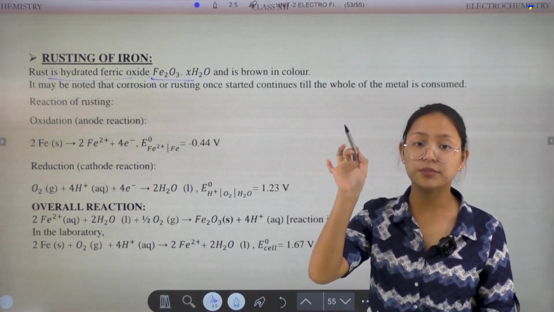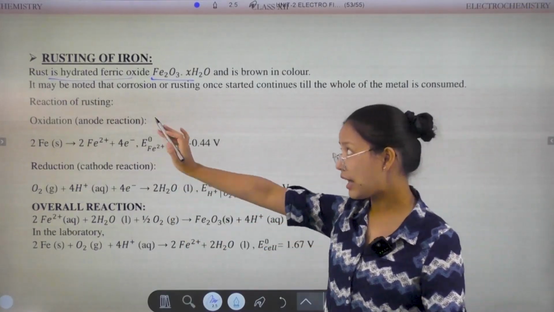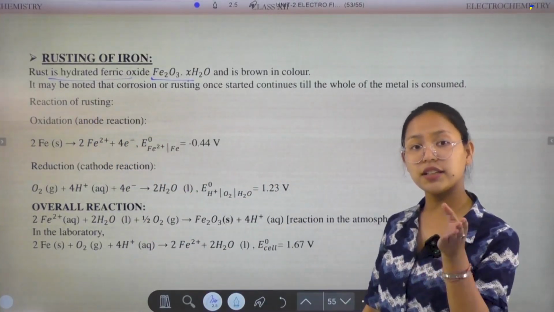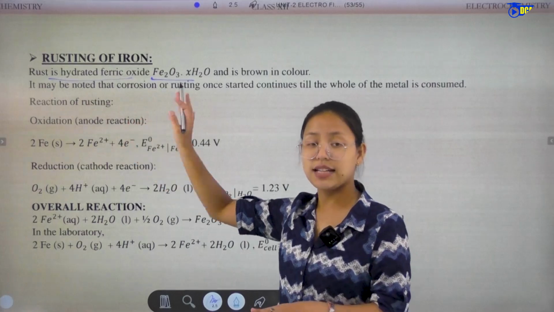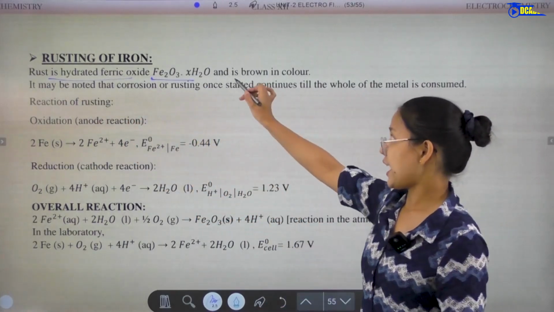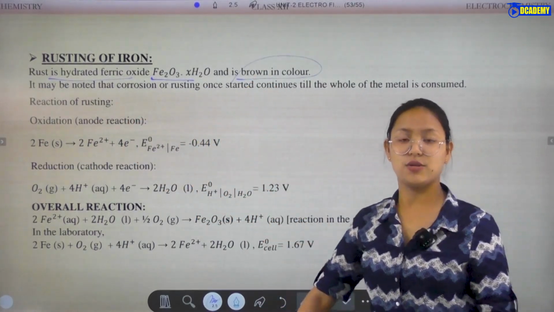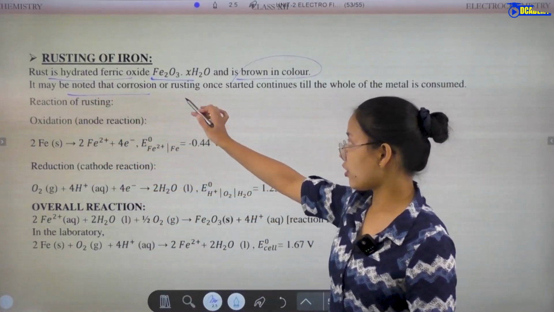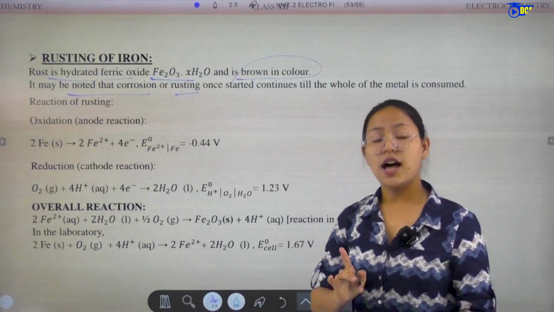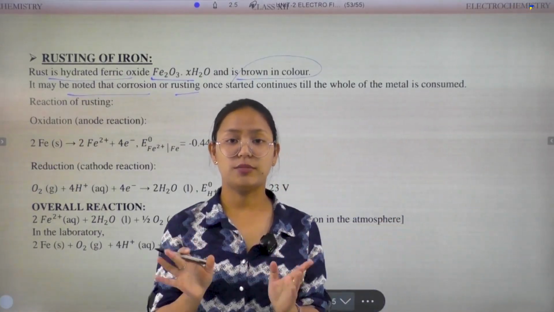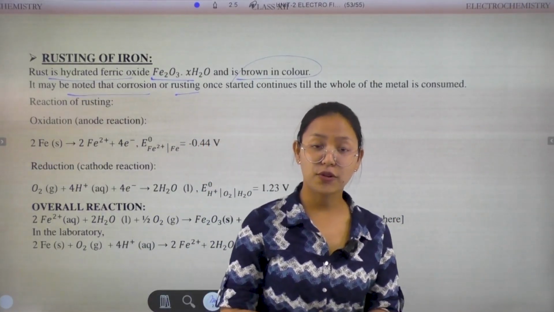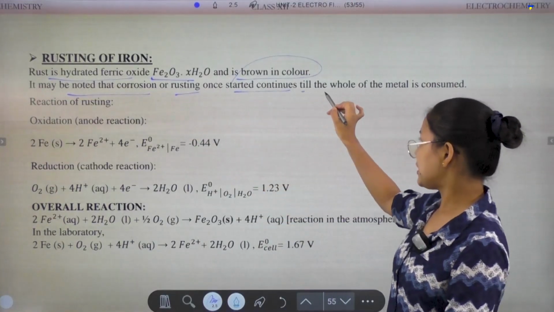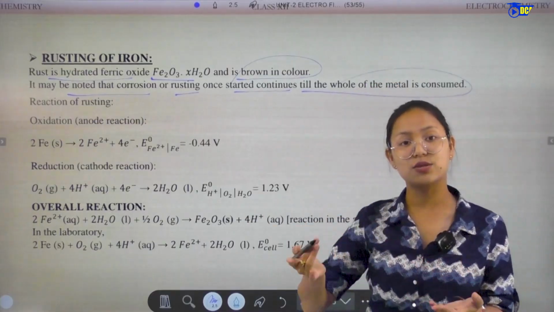That means there is a water molecule, so it is called hydrated ferric oxide. Rust is hydrated ferric oxide and its color is brown. It may be noted that corrosion or rusting, once started, continues till the whole of the metal is consumed.